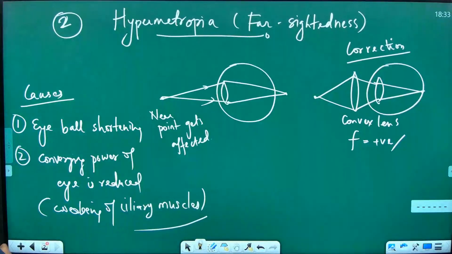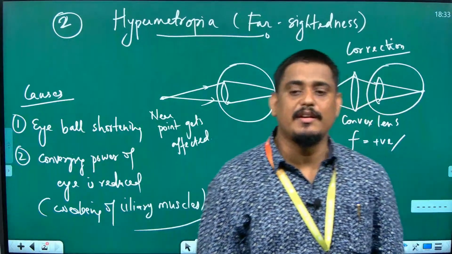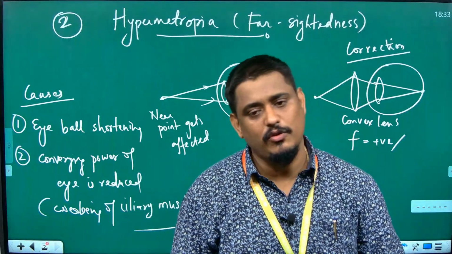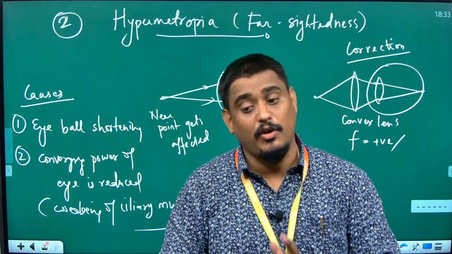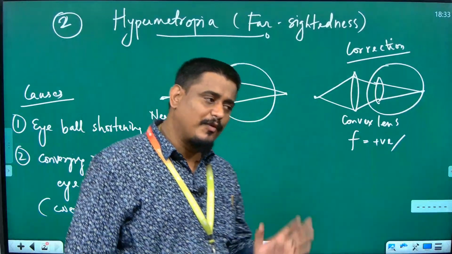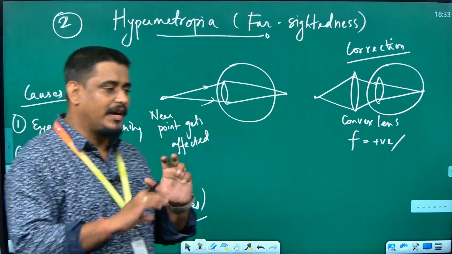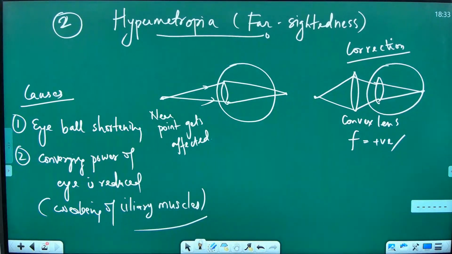Is it clear to you? So hypermetropia is that disorder in which our near point gets affected, and to correct hypermetropia we are using a convex lens which is having a positive focal length and positive power. And what is the cause of hypermetropia? Shortening of the eyeball and the converging power of the eye becoming less. Clear? If yes, copy it fast.